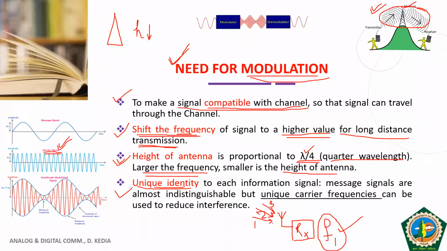So he will receive only F1, he will reject F2 and F3. If this is the receiver for F2, it will receive the frequency F2, it will then reject F1 and F3. Okay, and that is possible only because we have used separate carriers, or unique carriers, for every user. So that's what we need modulation for.